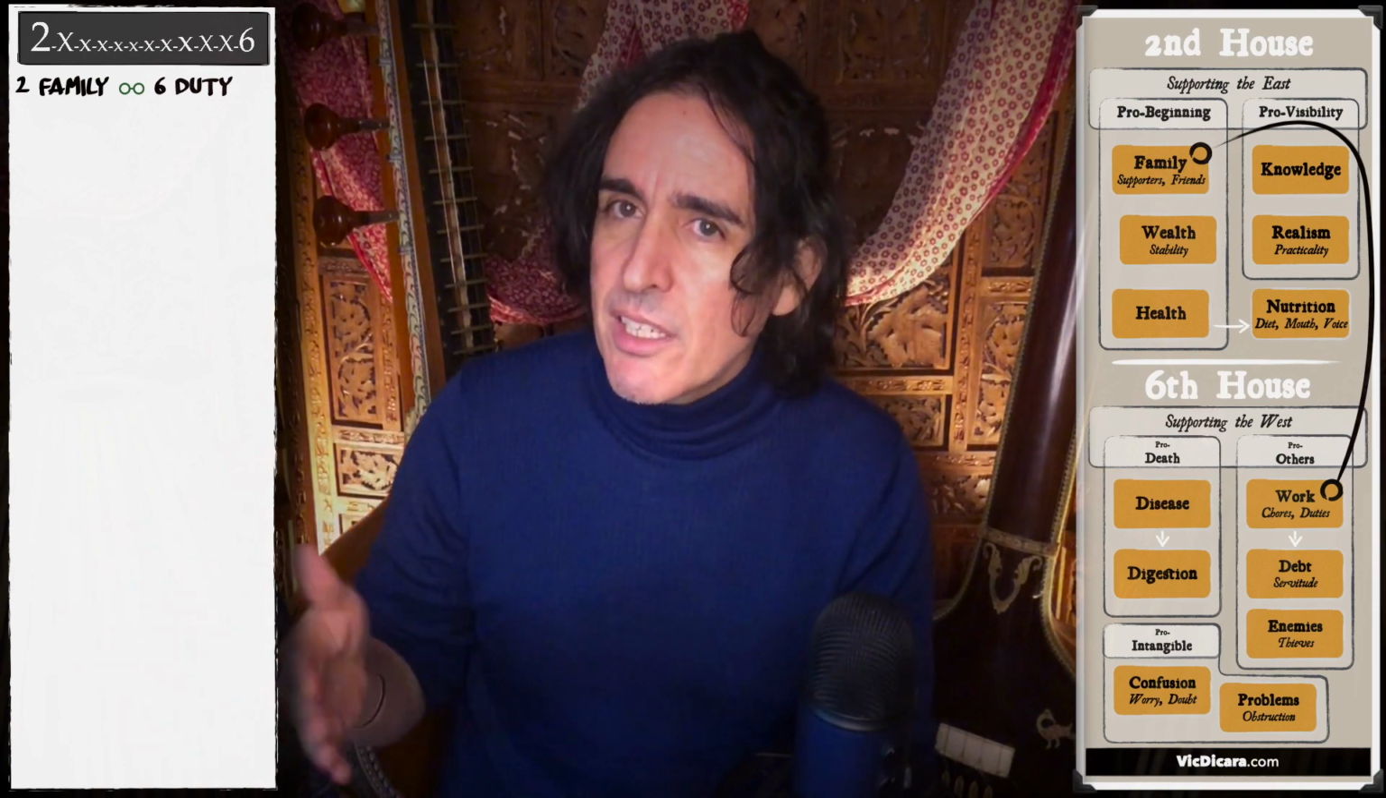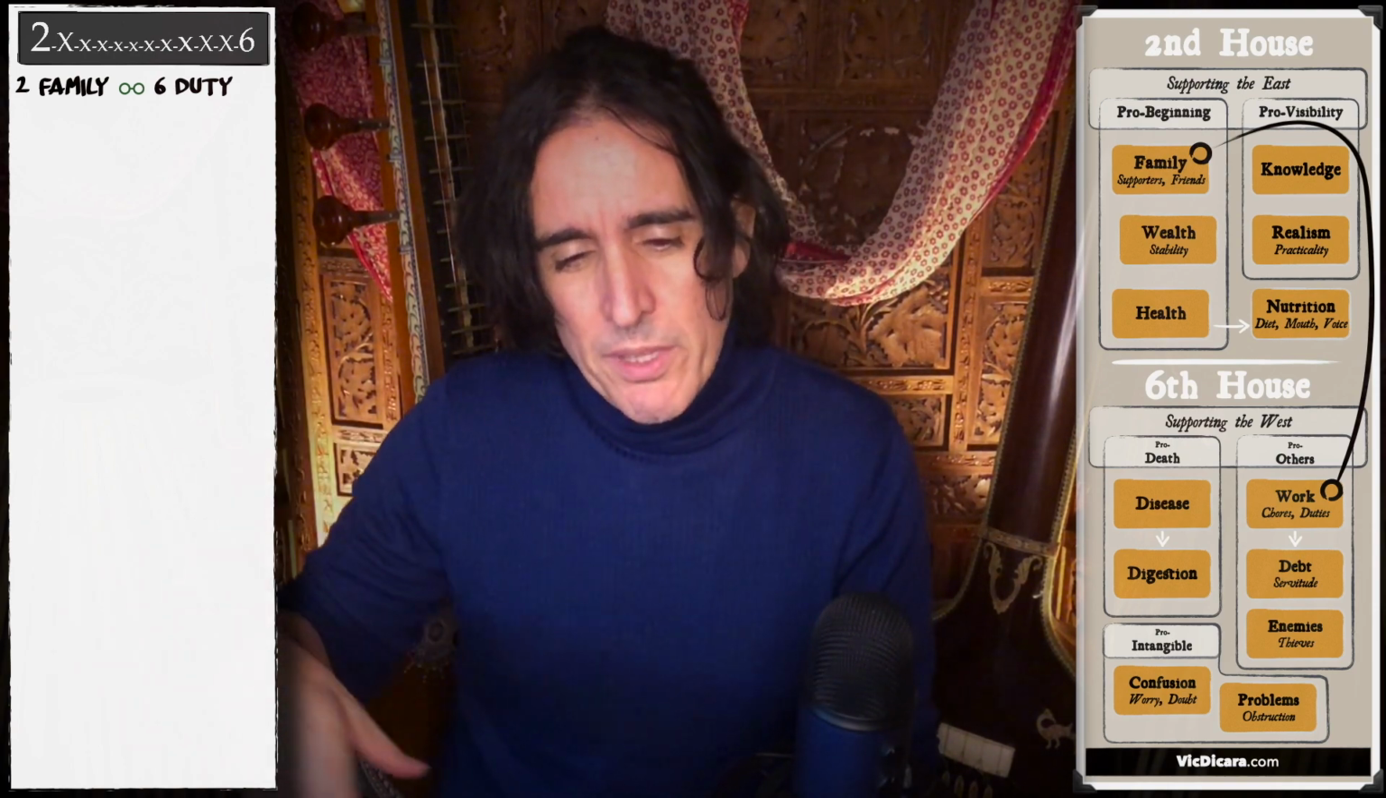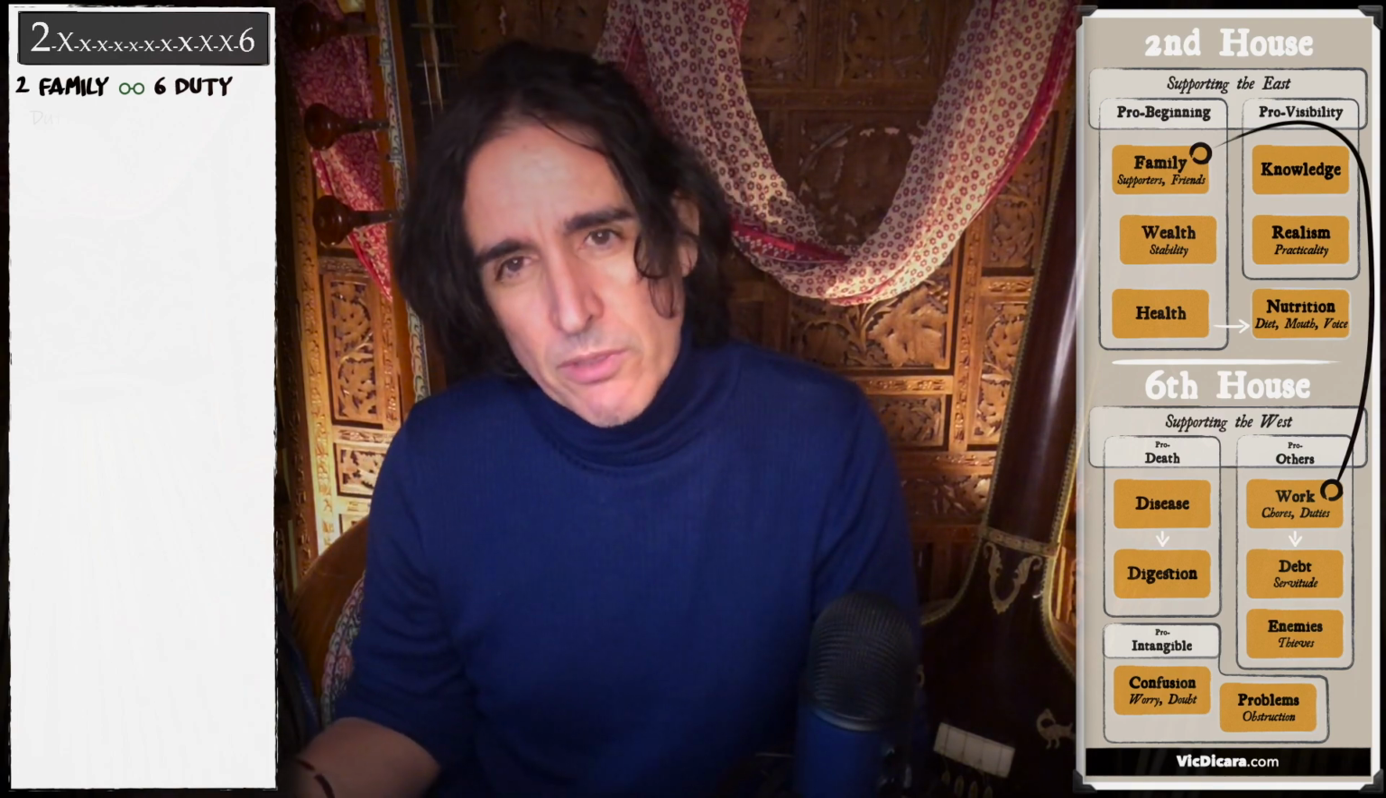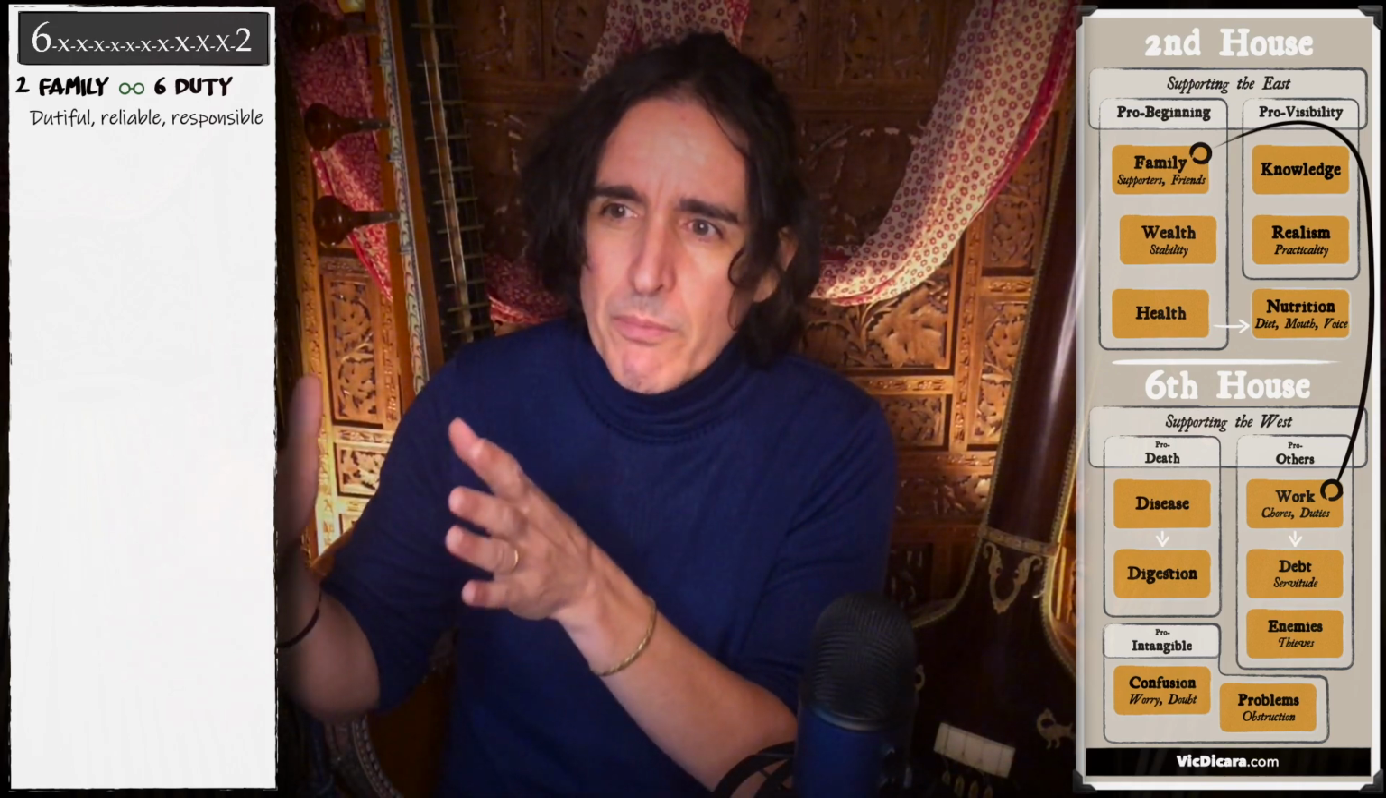So the person who has the second and sixth houses connected in their chart will be a person that is inclined to be dutiful. They're inclined to be reliable and responsible. They're good candidates for being a sound father or a sound mother or a good, important member of the family.